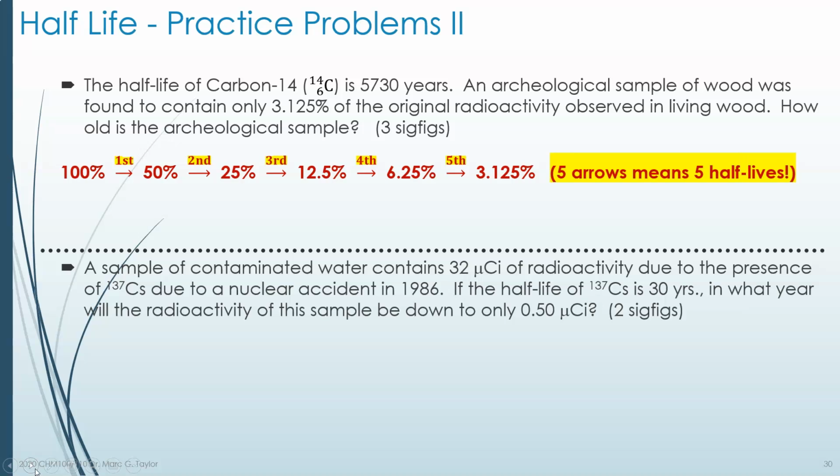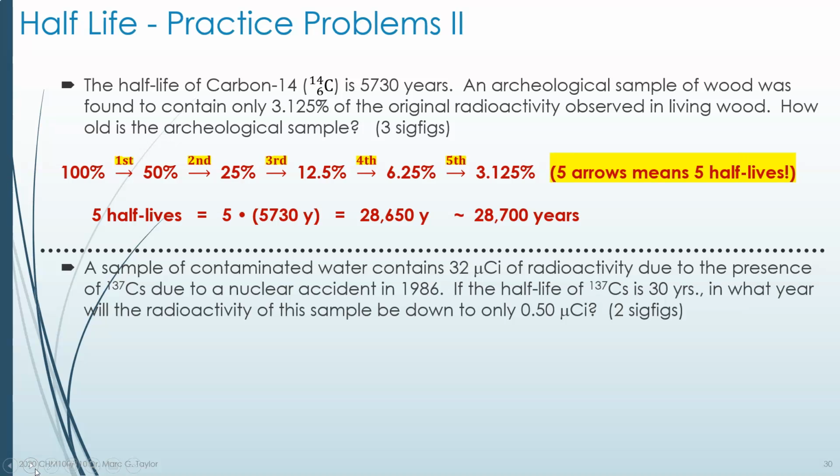If I know there are 5 half-lives, and I'm told right in the problem what 1 half-life is, 5,730 years, well, 5 times that is 28,650 years. Now, the question asks for 3 sig figs, so I round it to 28,700 years. So my archaeological sample must have been 28,700 years old because it underwent 5 half-lives of the carbon-14.